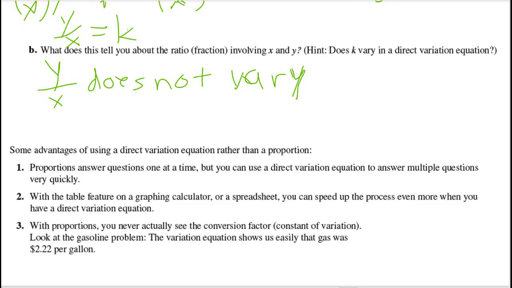Look at the gasoline problem. The variation equation shows us easily that gas was $2.22 per gallon. If you write a proportion, you don't necessarily see that. You'll see it probably as you're doing the calculations on your calculator, but it doesn't really show up on your paper because it's all done in the calculator.